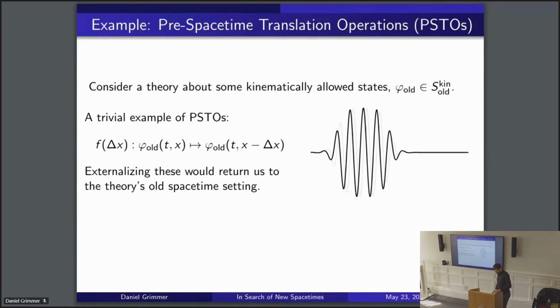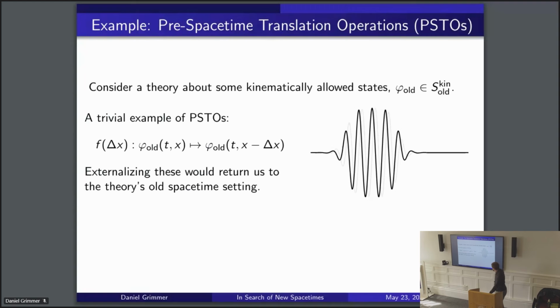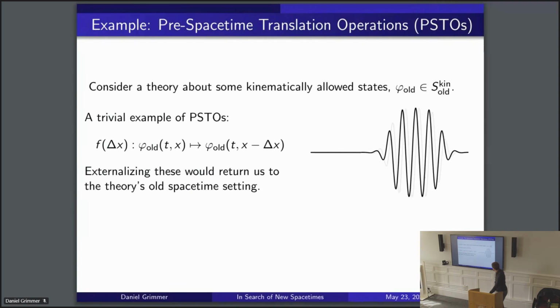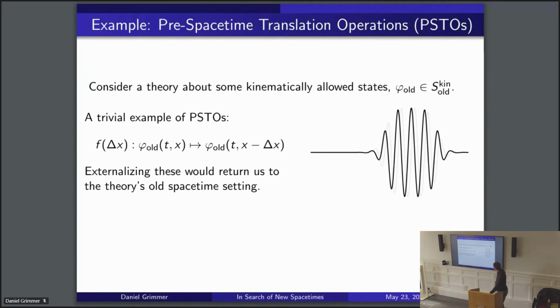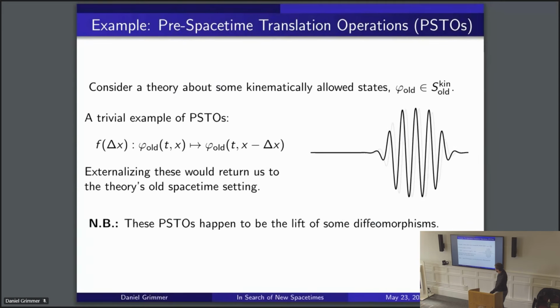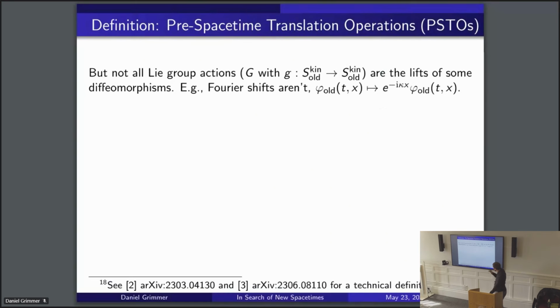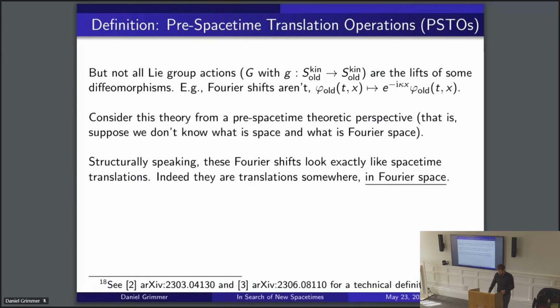Okay, so here's a theory about some states, and we have these PSTOs which just shift the state in its old spacetime. These are the lifts of diffeomorphisms, in fact, and they qualify as pre-spacetime translation operations. I'll show a definition in a moment, but they just happen to be the lifts of diffeomorphisms. Not all Lie group actions on the theory states are the lifts of diffeomorphisms in the old spacetime setting. For instance, these Fourier shifts aren't. Take a state, apply a Fourier shift to it. That's not a lift of a diffeomorphism, but it is a Lie group action on the states.